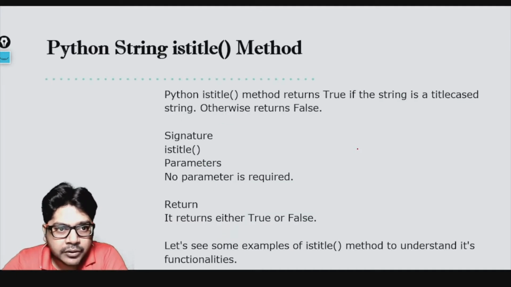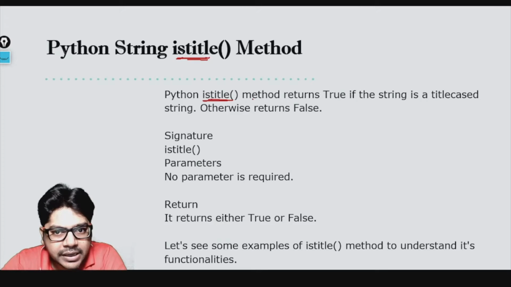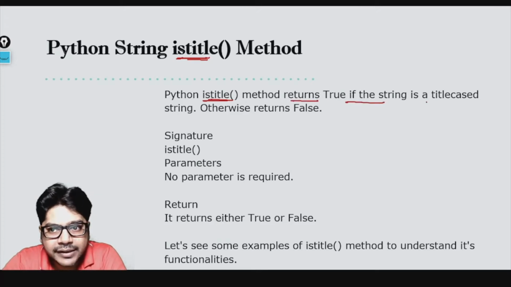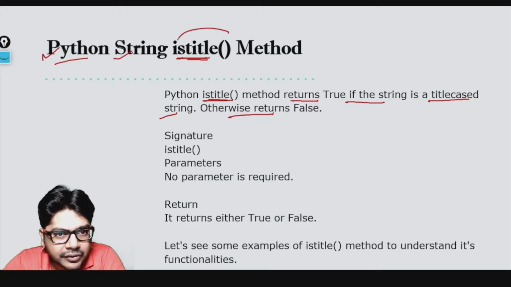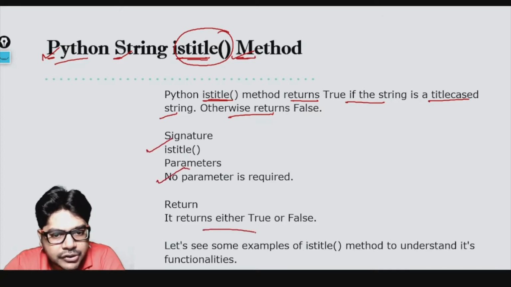So let's start. The first function that we have for today is isTitle. Python isTitle method returns true if the string is a title cased string, otherwise it returns false. Now what is title case? Title case means that the first letter of each word should be capital. Like here you see Python is in title case, String is in title case, this is not, and Method is in title case. Why? Because P is capital here, S is capital here, M is capital here. Okay, this is what title case is. So the signature is isTitle, there is no parameter required, it returns true or false.